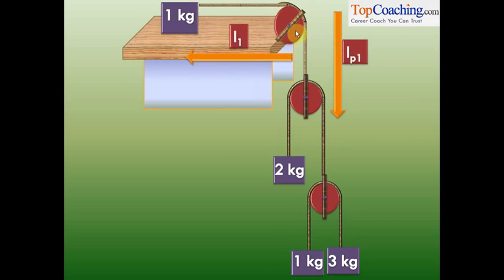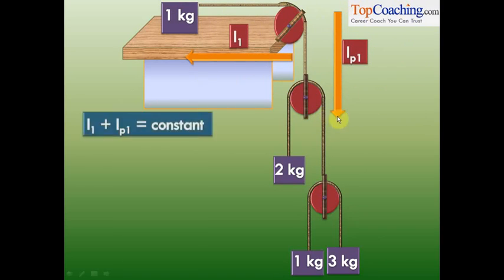You see, there are three threads here. This thread, the thread joining the 1 kg block to the movable pulley, the second thread joining the 2 kg block to the second movable pulley, and this third thread joining the 1 kg and 3 kg block. So there will be three constraint equations. We can apply the first constraint equation for the first thread using only L1 and LP1. The first constraint equation is that L1 plus LP1 is constant, isn't it?